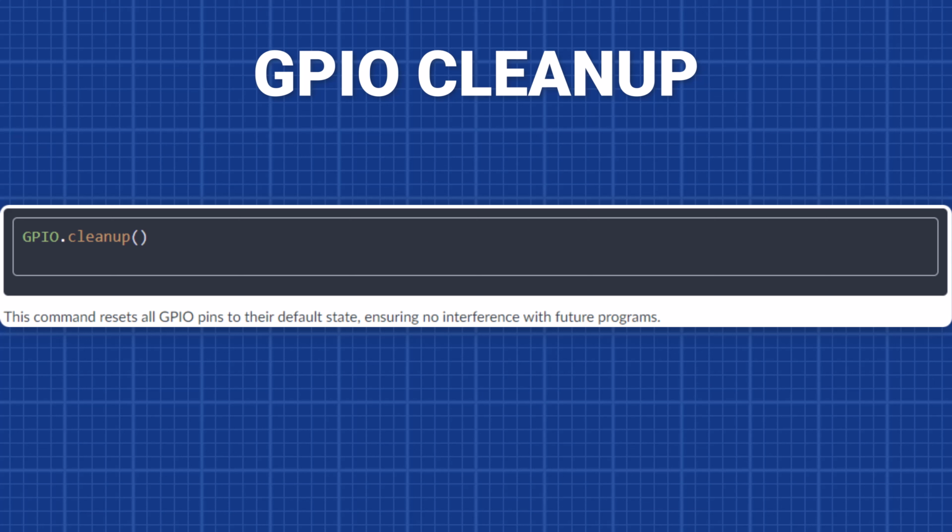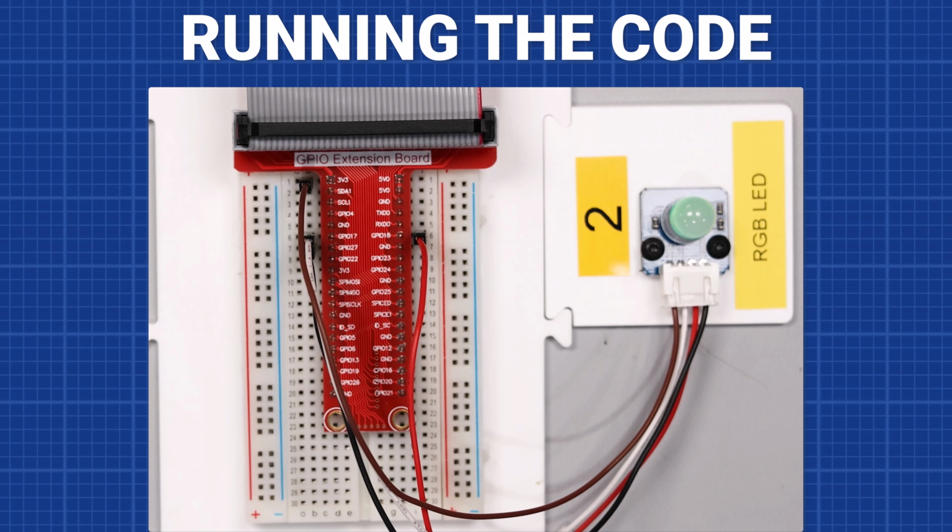For example, if the program leaves a pin set to output or PWM mode and doesn't clean up properly, it could lead to unexpected behavior in the next script. Calling GPIO.cleanup ensures that all the pins are properly reset, so you can start fresh the next time you run a program. Now that we've walked through the code, it's time to see it in action.